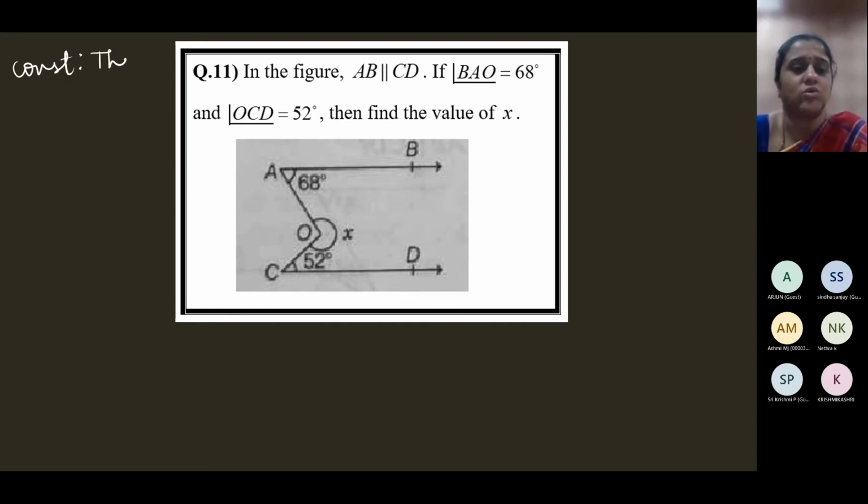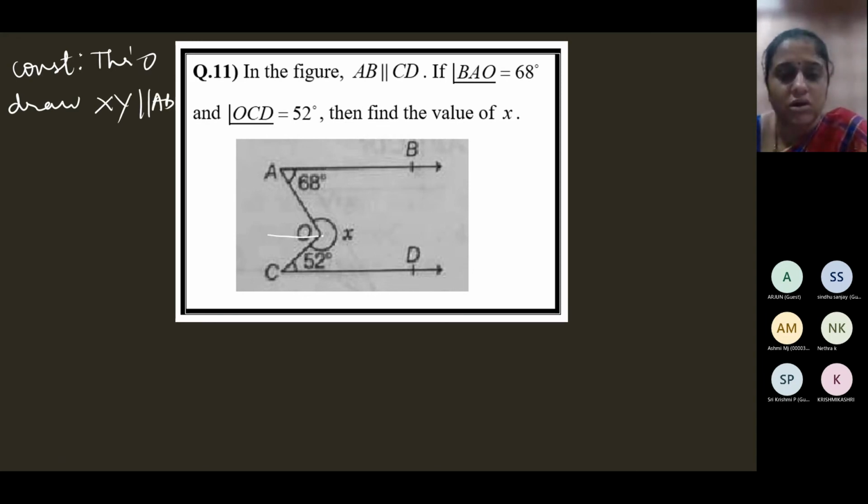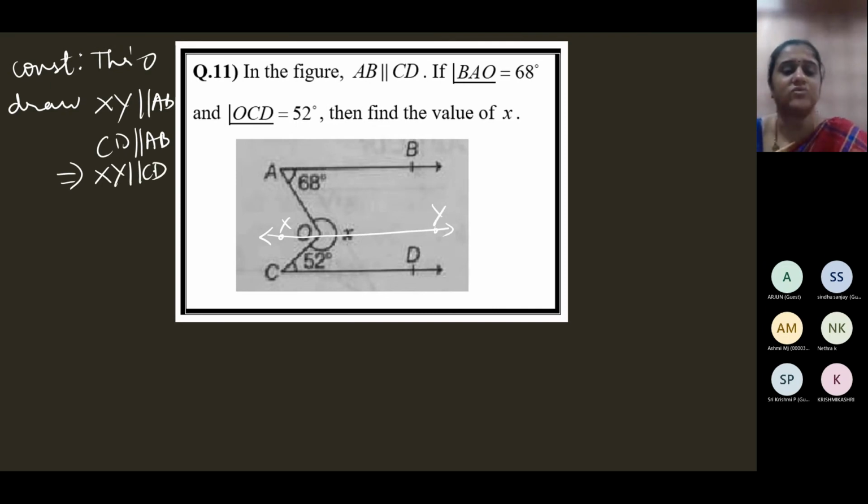Okay, so construction: through O, draw XY parallel to AB. Through O, draw XY, dotted lines, children, XY parallel to AB. Now, CD is parallel to AB. That's given to you in the question. So from this, we get XY is parallel to CD. That means now all the three lines are parallel to one another.